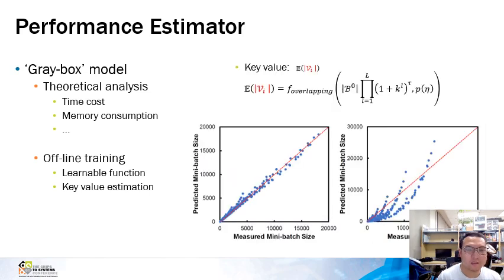Here we can see the effect of estimation. We can see the gray box model greatly outperforms the black box model. It is very good.